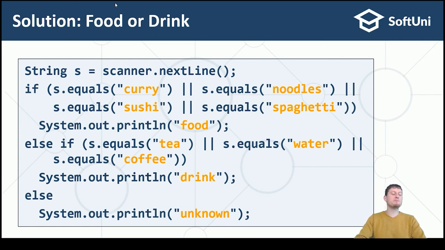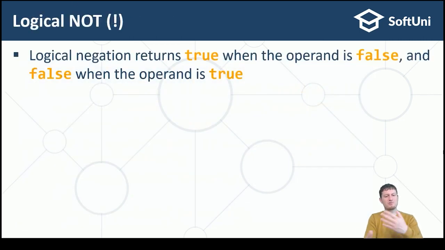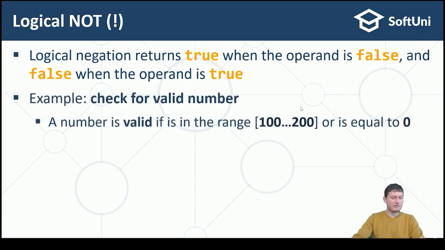Okay, so let's demonstrate the logical NOT. The logical negation or NOT returns true when the operand is false, and false when the operand is true. So it inverts the value. Here is an example. We want to check for a valid number. By definition, a number is valid if it is in the range from 100 to 200, or in the special case where the value is 0. So valid numbers are 0, 100, 101, 102, etc. until 200. So we have a little bit more complex expression.